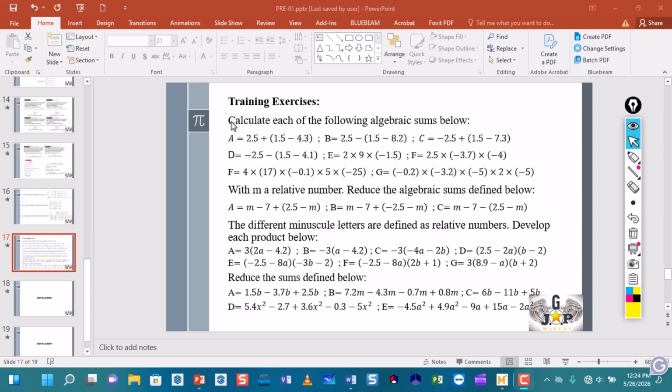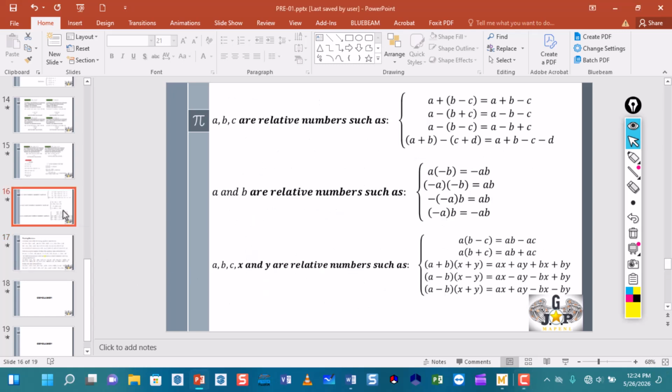So the first exercise says, calculate each of the following algebraic sums below. Term A says A equals 2.5 plus, in brackets, 1.5 minus 4.5. So this expression is like A plus (B minus C), right? If you go back to the formulas in the previous slide, number 16, A plus (B minus C) gives us A plus B minus C.